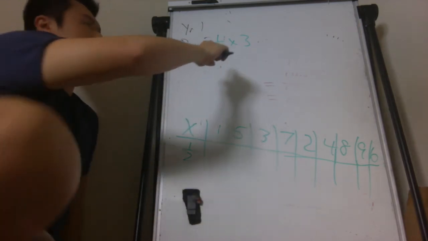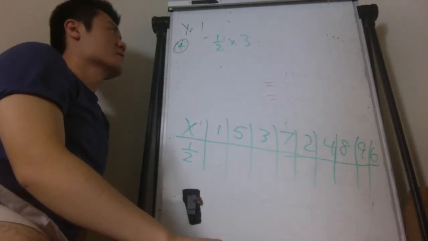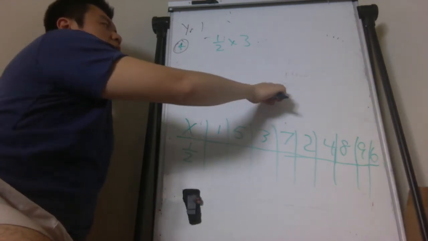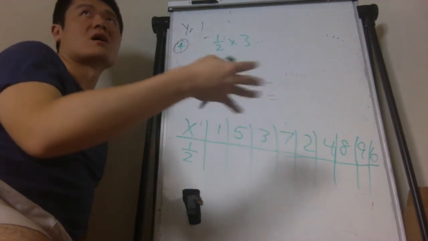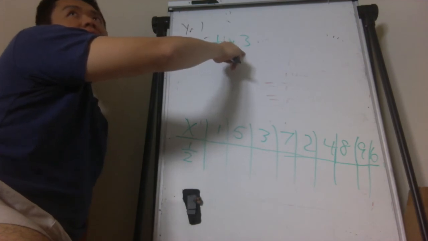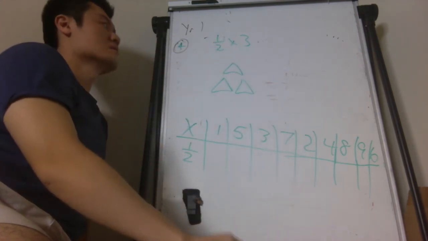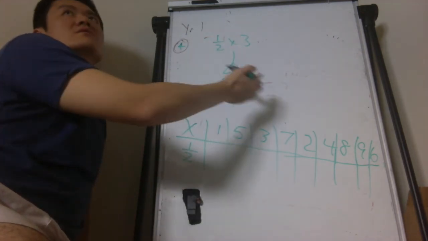Okay, so half times 3, right? Remember what we were saying? What we think of half times 3 as meaning is half of 3. If you have 3 things and we halve them, that's what we mean by half times 3, right? So if we have 3 triangles and we halve that, how many triangles would we have each?